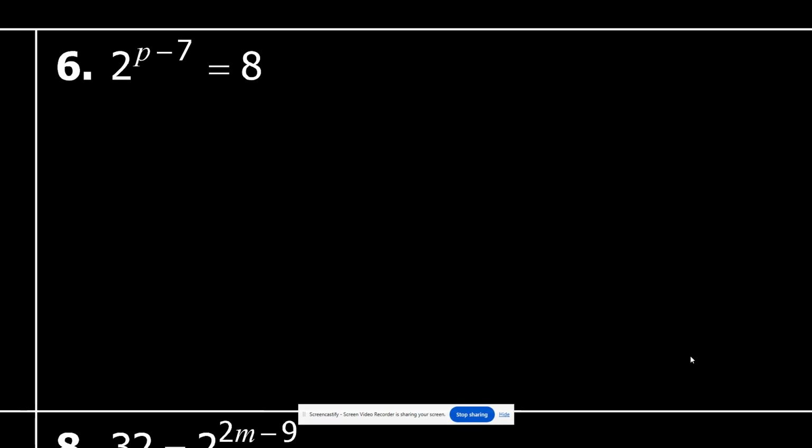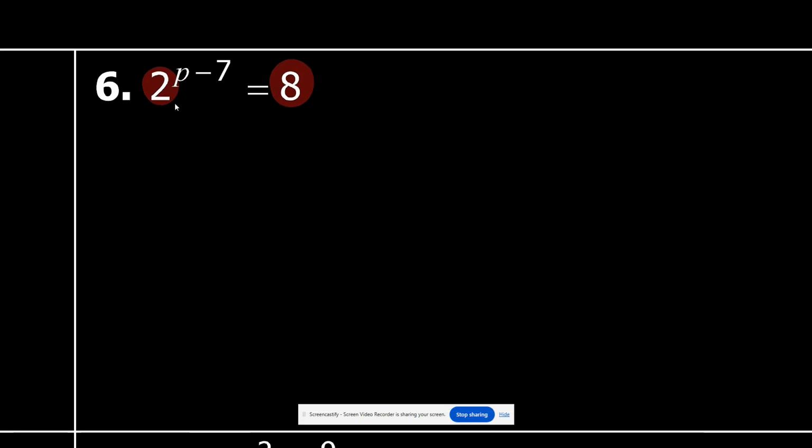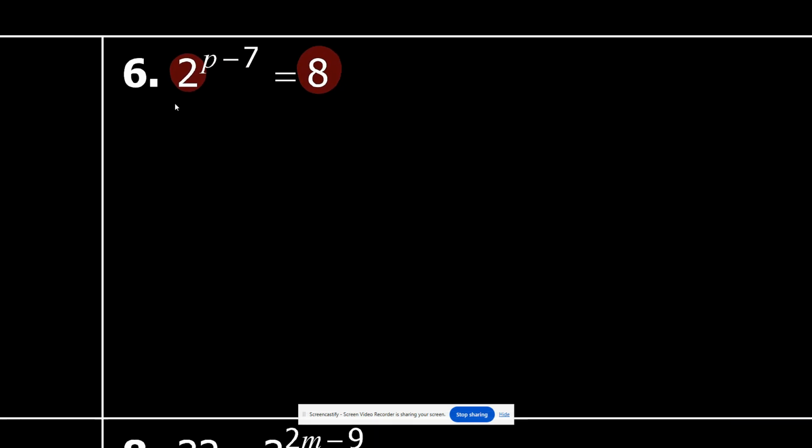All right, number 6. I don't have any simplifying to do, thankfully, but my bases are not the same. One's a 2 and one is an 8. So I need to create these bases to be the same. So I look at the big one. Can I make 8 have a base of 2? Well, 2 times 2 is 4. Times 2, that's 8. There it is.